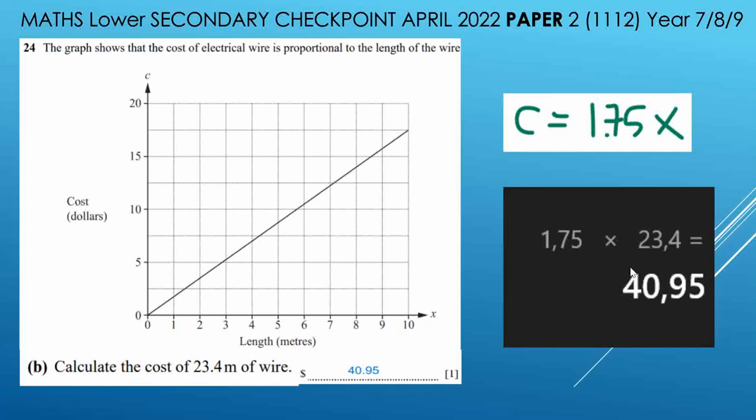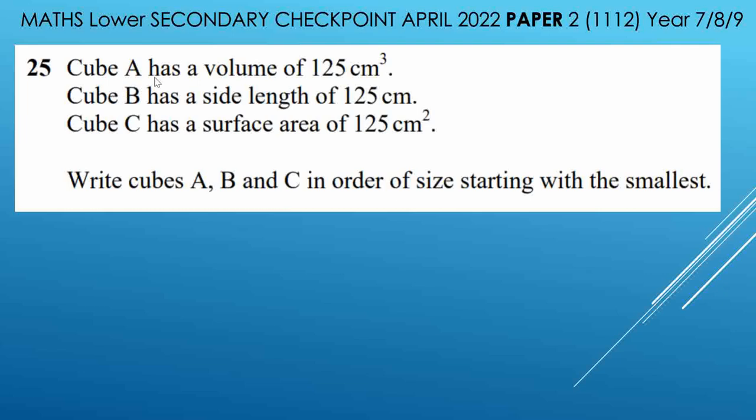Next, question 25. Cube A has a volume of 125 cm cubed, and cube B has a side length of 125 cm. Cube C has a surface area of 125 cm squared. Write cubes A, B, and C in order of size, starting with the smallest. 10 seconds.